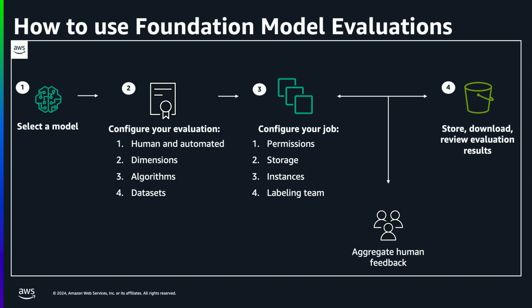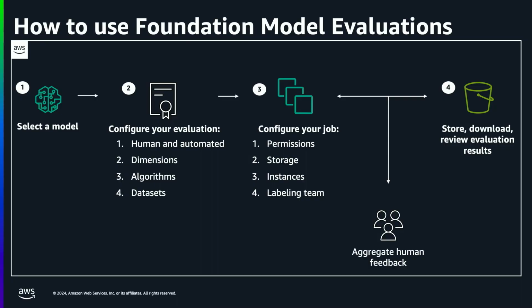So how are we going to use this? How to use FM eval. Number one, select a model. Number two, configure your evaluation, whether that's human or automated, and then set the dimensions and the algorithms for that, and then configure your job. In the UI, that's going to run as a labeling job or as an evaluation job managed in SageMaker Studio, but running on its own machine. Or if you're using the Python library, that's going to execute locally, so that's going to consume the notebook resource that is invoking that command. And then you'll store the results in S3.